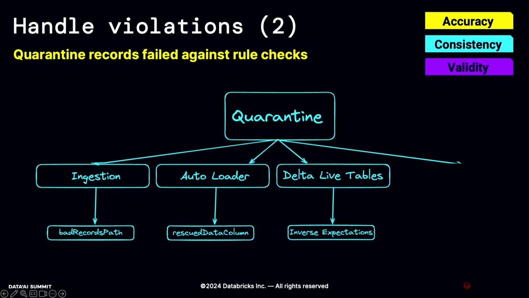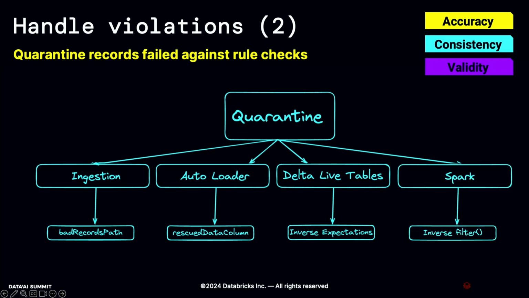During data processing, you can use Delta Live Tables. If you write an inverse version of the expectations, you can send those records and write them into a quarantine table. In the future, Delta Live Tables will give you the capability to quarantine data out of box. With Apache Spark, again, you can use an inverse version of filter and write whatever is violating your data quality checks into a separate table if you want to.